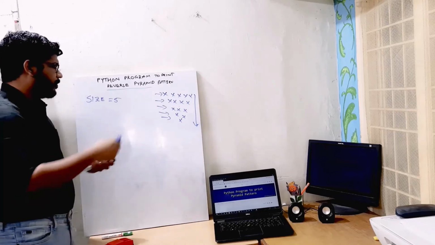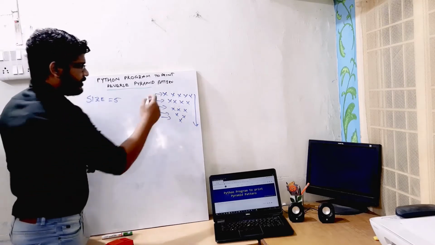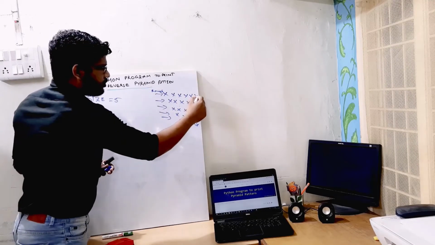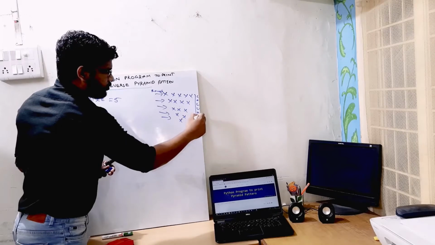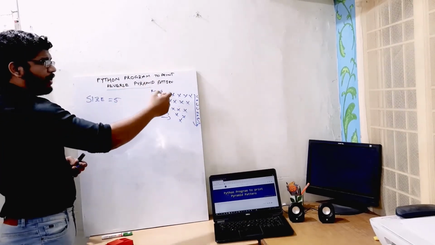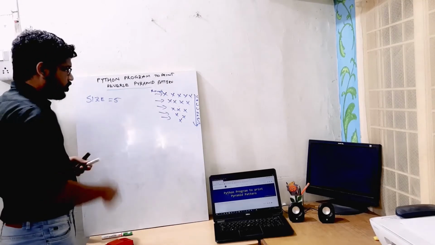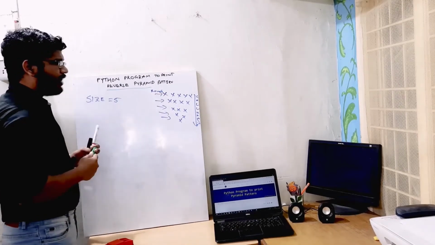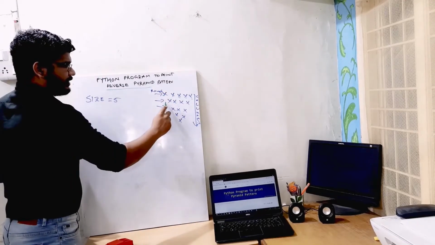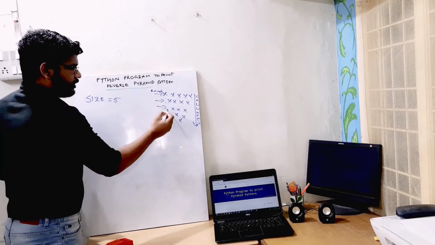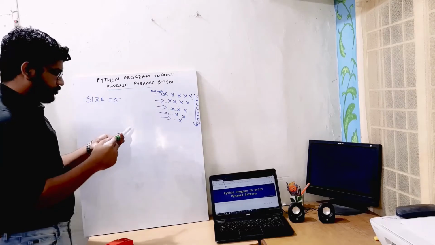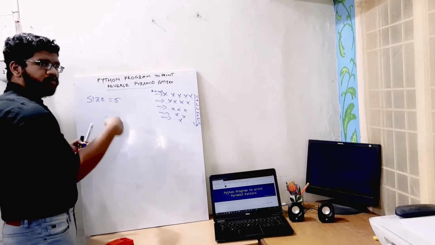Now I'll loop the rows and columns. As I said, these are rows and these are columns. First I'll loop the rows and then I'll print spaces and stars. While I'm looping the rows, I'll print these stars and these spaces. There is 1 space here, there will be 2 spaces here, 3 spaces, 4 spaces. So I will print that while I am looping.